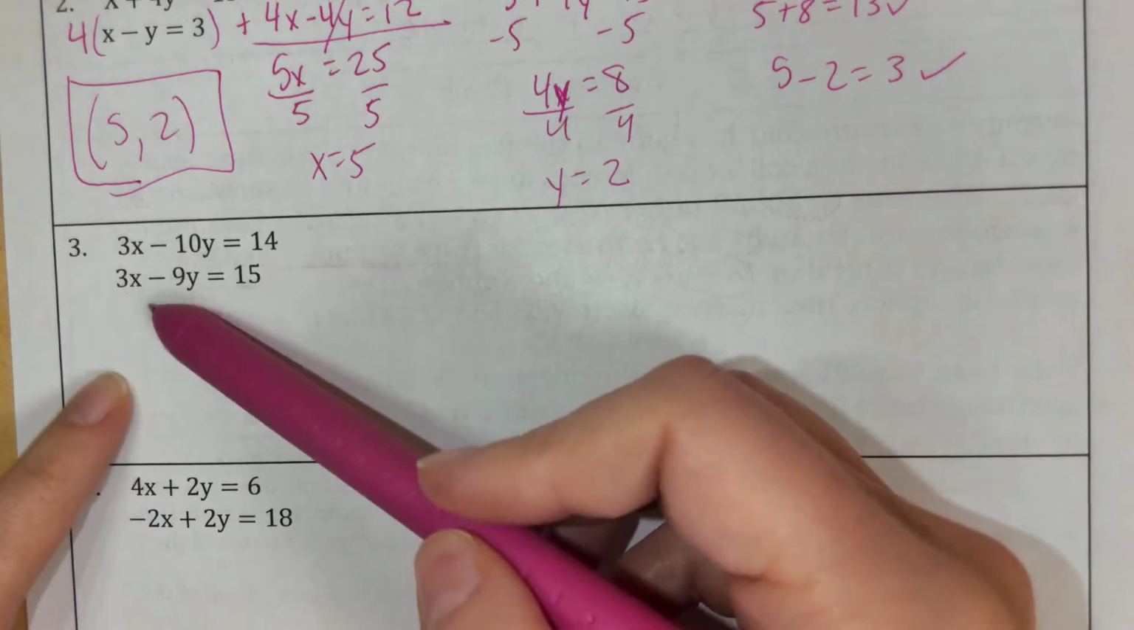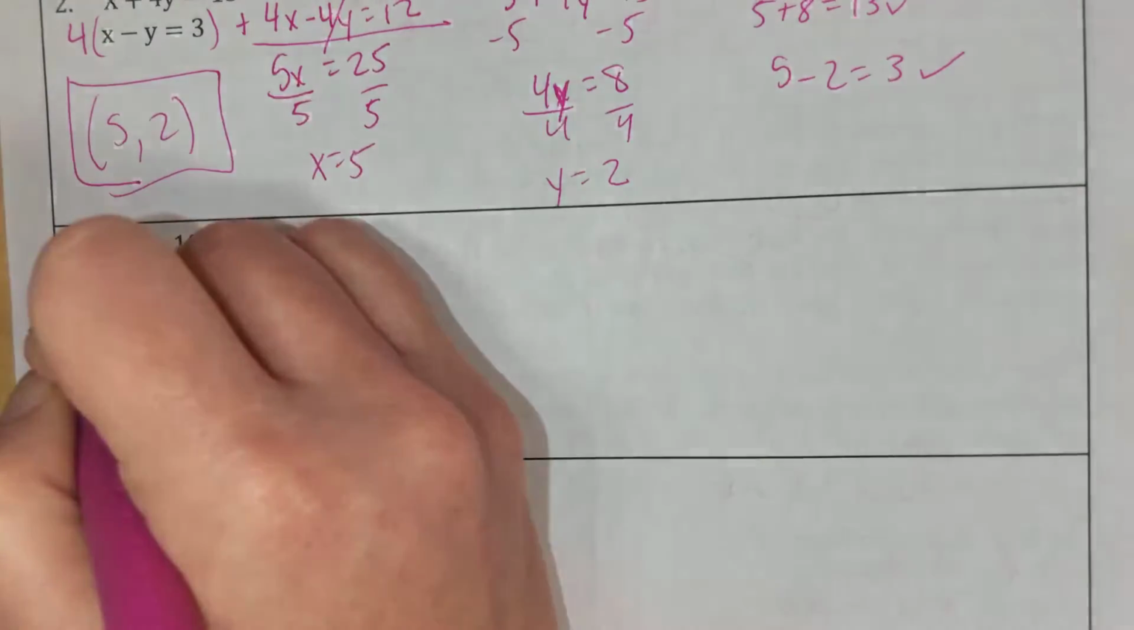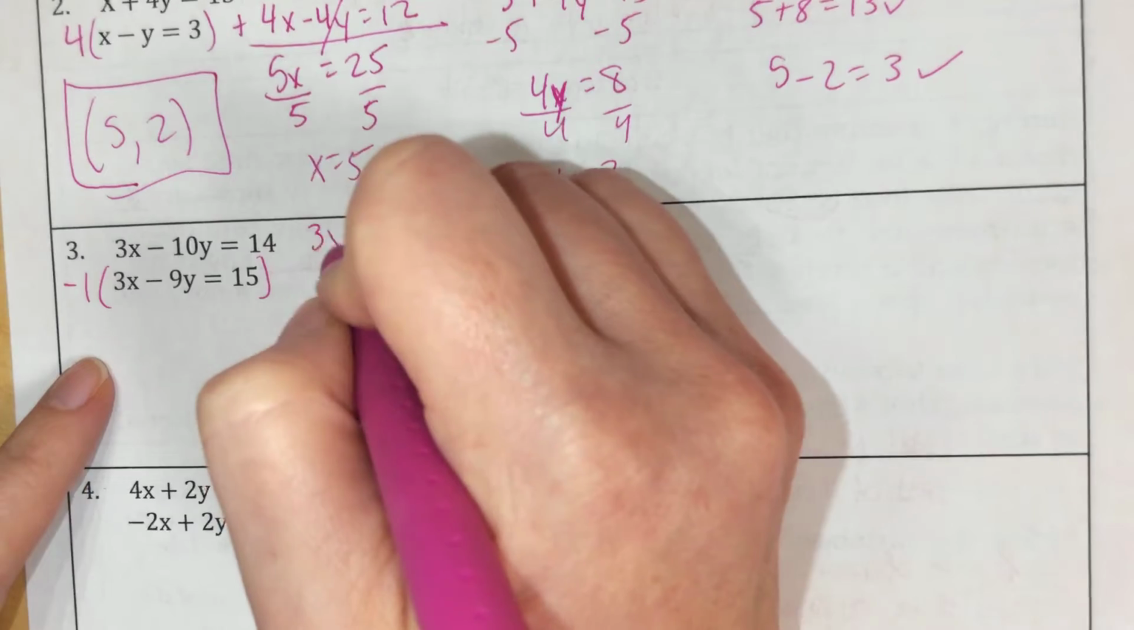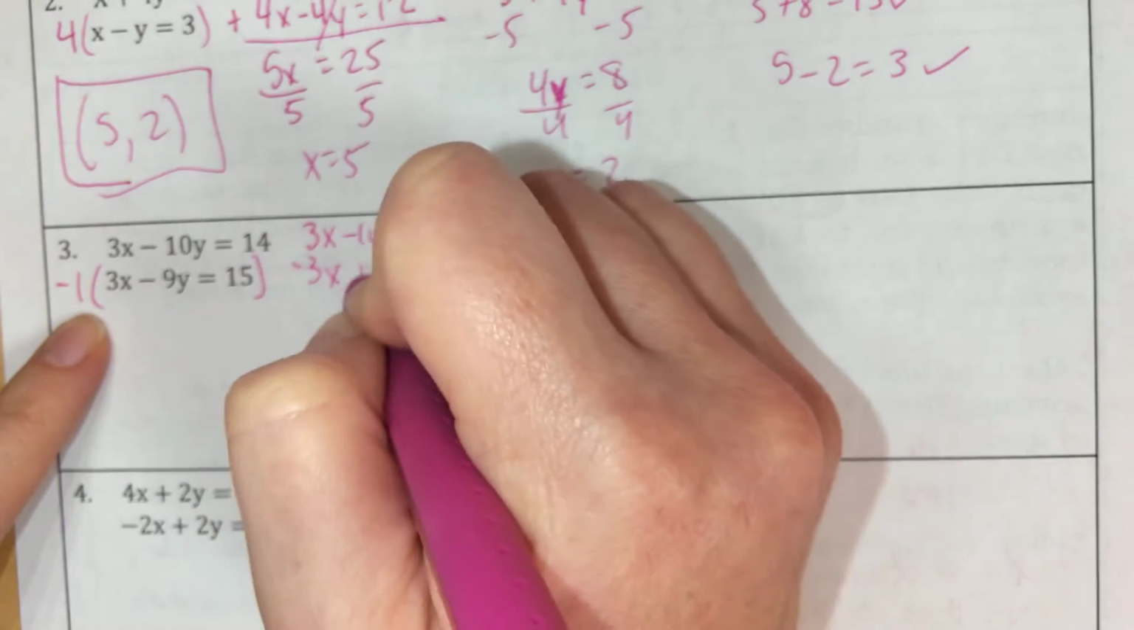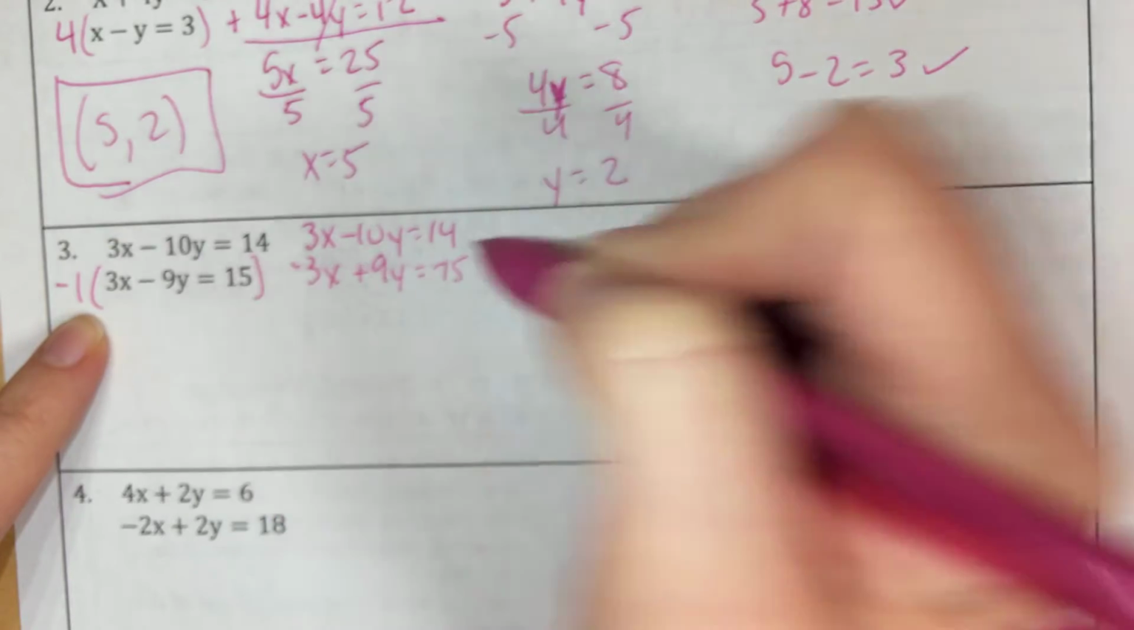To me, the easier one here would be to multiply everything here by -1. So the first one says 3x minus 10y is equal to 14. The second one becomes negative 3x plus 9y is equal to negative 15.